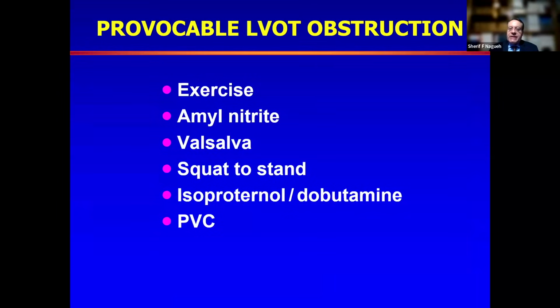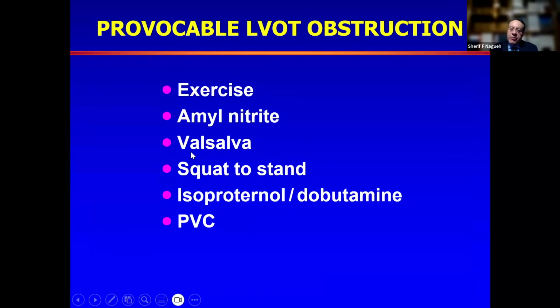Because obstruction is associated with worse symptoms, and because when we treat obstruction, symptoms improve, we want to look for this item of provocable obstruction. And provocable obstruction can be provoked most physiologically by exercise. Amyl nitrite is used by some labs. Valsalva is now part of the routine protocol.